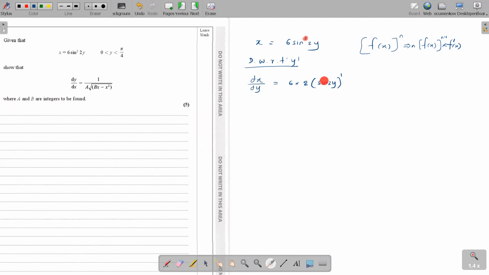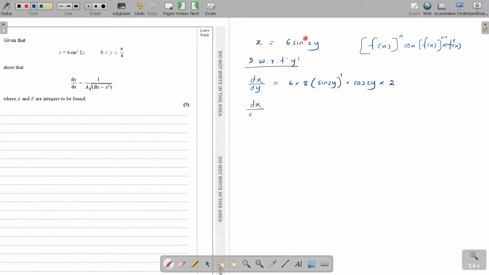So what's the inside function? I'm done with the power, then go inside: sine 2y. Sine 2y differentiation is cos 2y. After you're done with sine becoming cos, go inside the angle. 2y differentiation is 2, and the y differentiation is simply 1, because we are differentiating with respect to y. So it's just 2 into 1, so just 2. Now it's a matter of simplifying this.